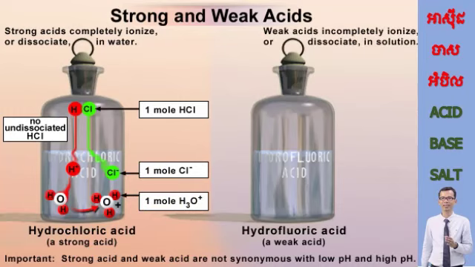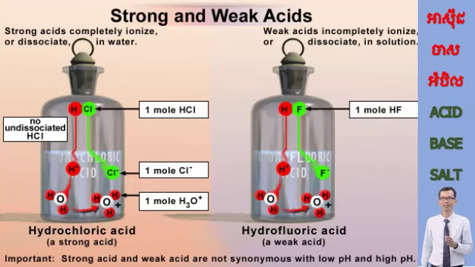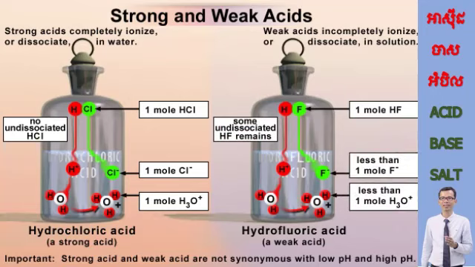In contrast, in an aqueous solution of hydrofluoric acid, most of the acid does not dissociate. This means 1 mole of hydrofluoric acid, or any other weak acid, will produce less than 1 mole of hydronium ions. A measure of the strength of weak acids, the acid dissociation constant, will be discussed in the next few scenes.